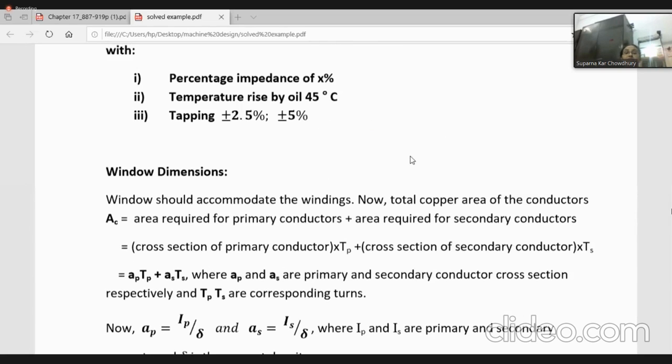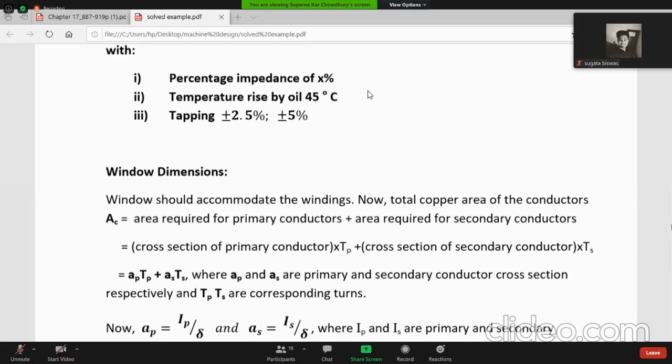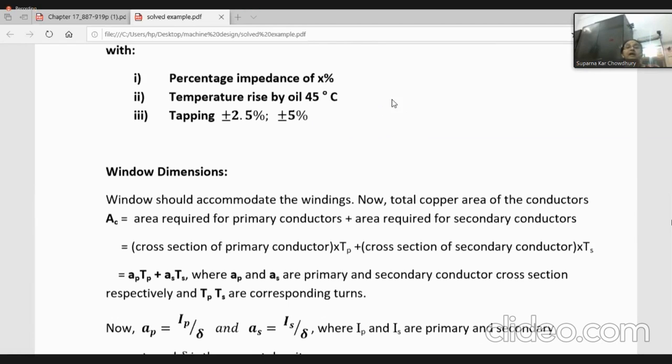So we know the shape of the core. For single phase, we will have a rectangular core with 2 limbs, and the empty portion in the middle, that is the window. Now the window accommodates the winding. So the volume of the winding will decide how large the window will be, because we won't allow any extra space, because that will make extra material cost.